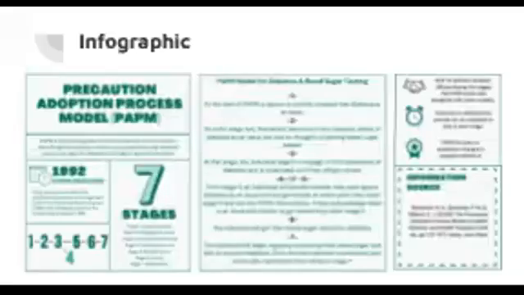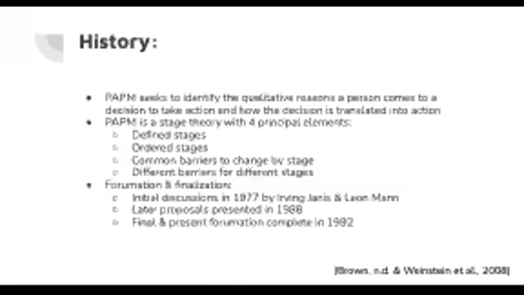Here is an infographic showing a breakdown of the PAPM. PAPM is a psychologically focused model that is most useful in describing how a person comes to a new decision and how that person can take the decision and make it become an action. This infographic includes a brief history, breakdown of the stages, and an example of using the PAPM process. We will discuss each of these in greater detail throughout the presentation.